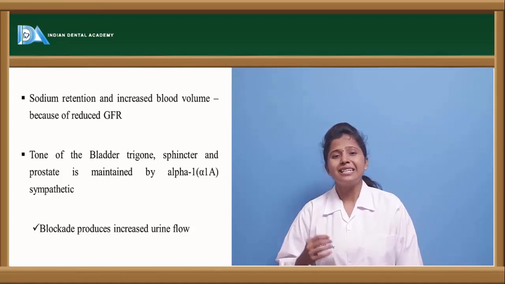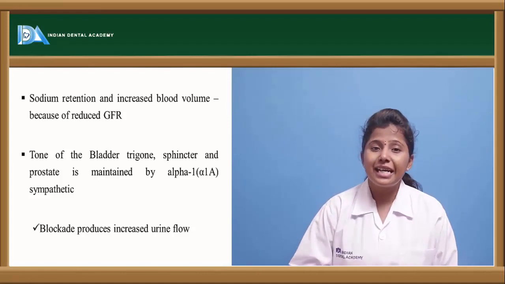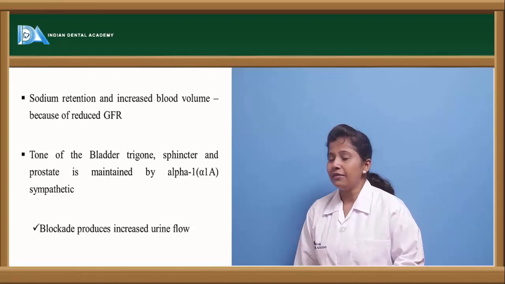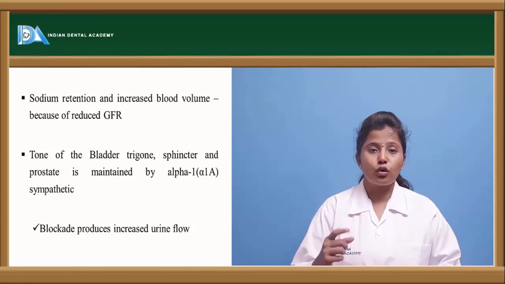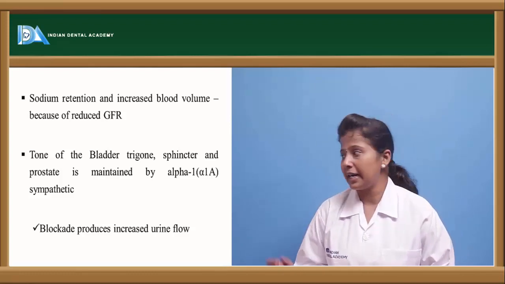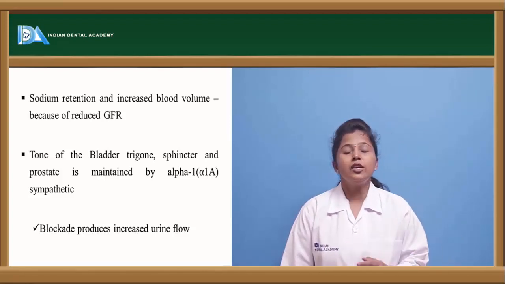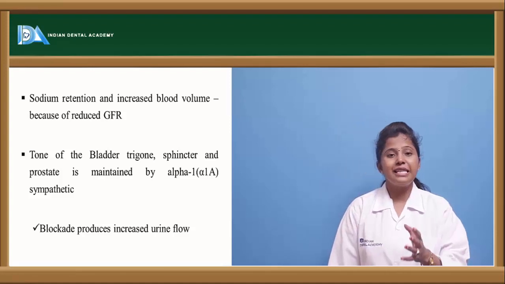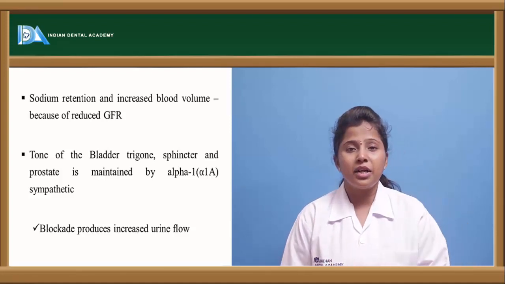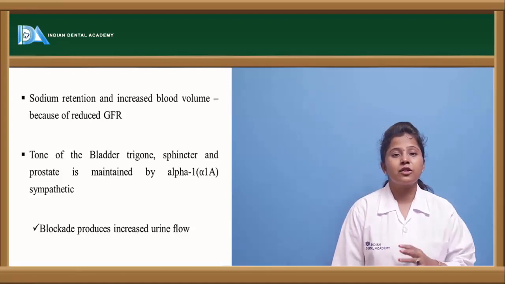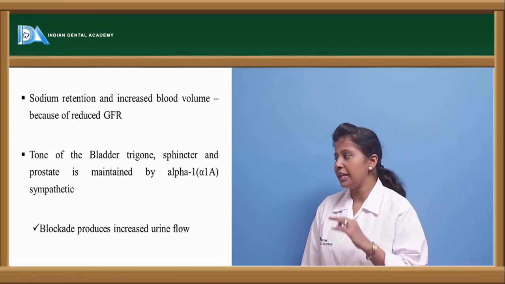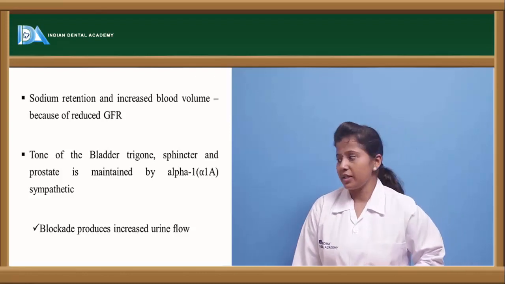If there is any retention, then it causes increased blood pressure. And even the tone of the urinary bladder, as well as the sphincter and prostate gland, the effects on these particular organs are determined because of the alpha blockade, especially the alpha 1A sympathetic blockade.